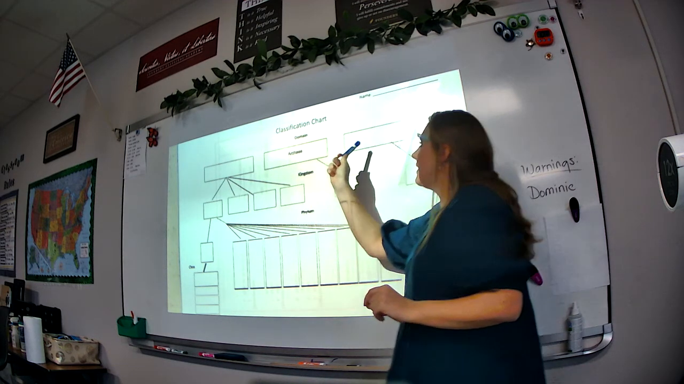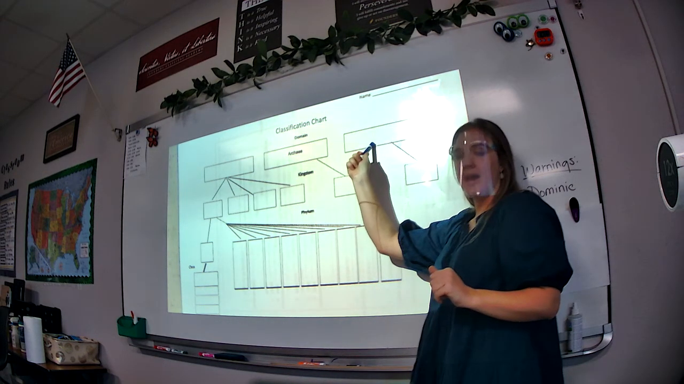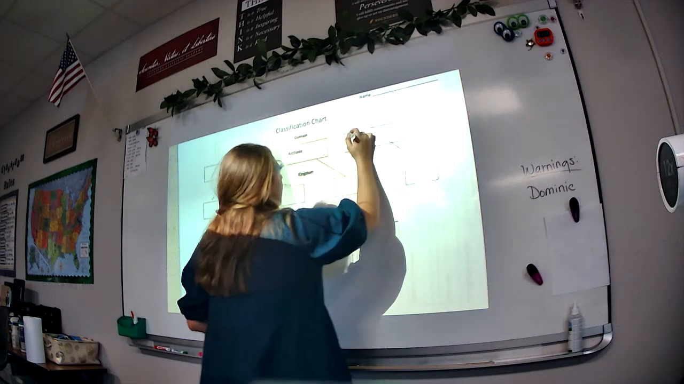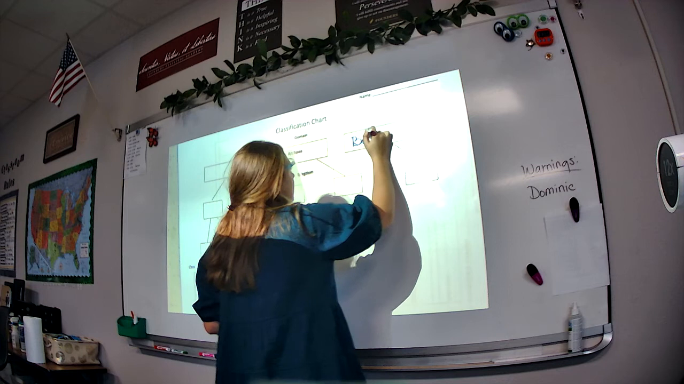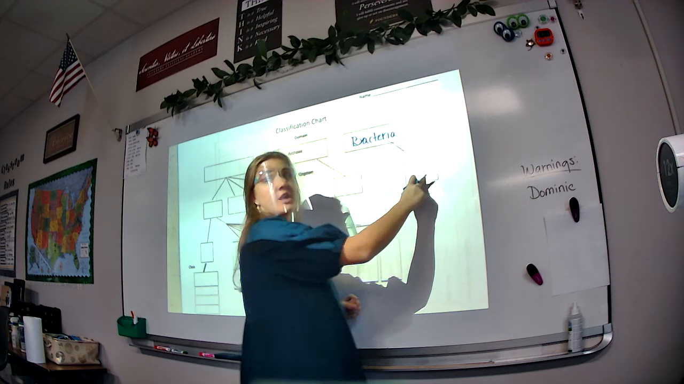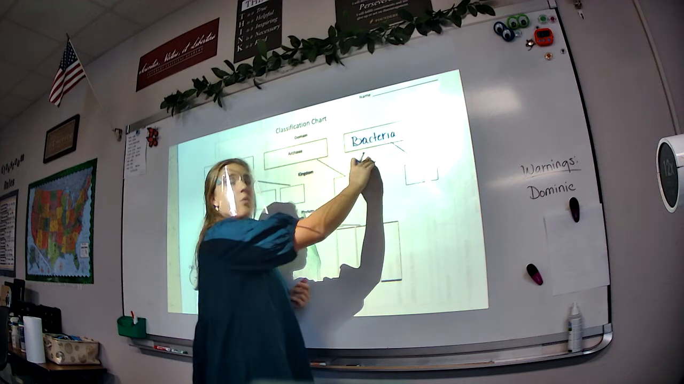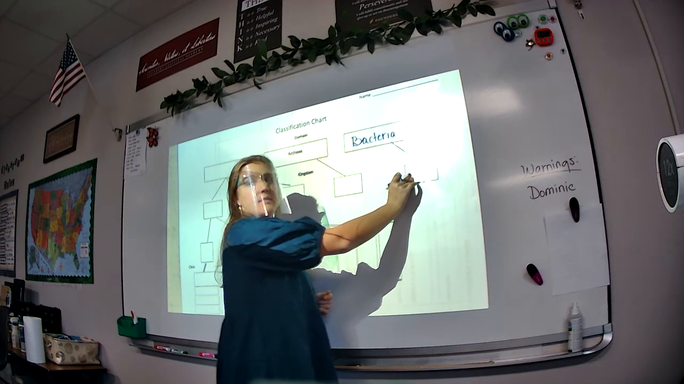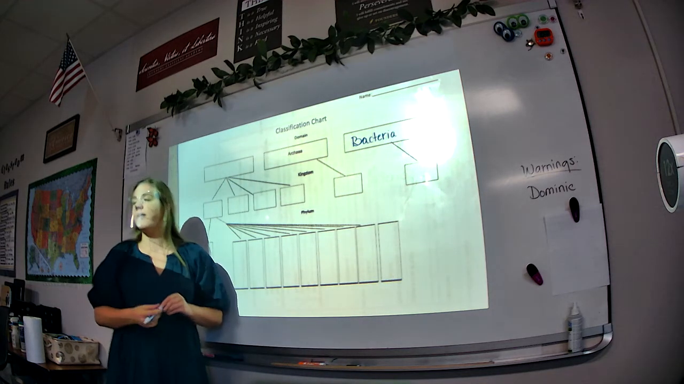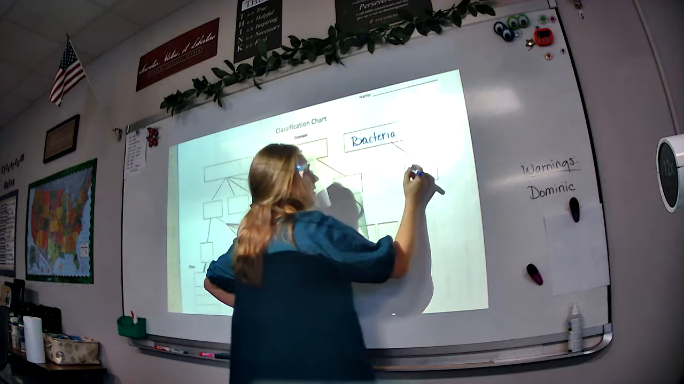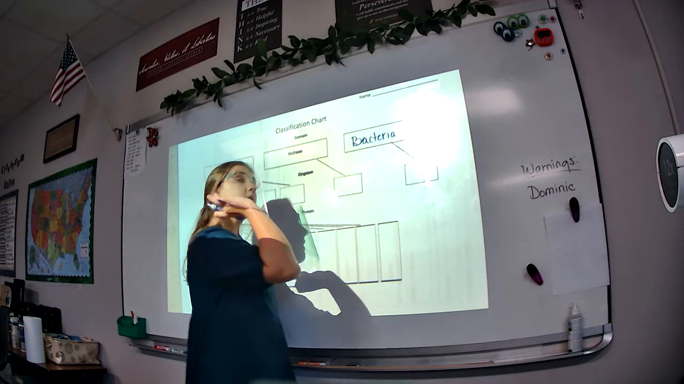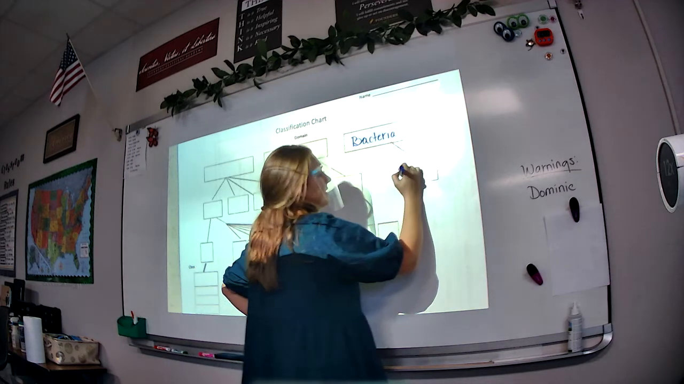Which domain do you think should go here? Patty? Bacteria. Patty, why bacteria and not eukarya? Very good, because this domain has to be one of the ones that only has one kingdom beneath it. Very good. What is the kingdom that goes underneath domain bacteria? Bella? Oh, wait, sorry. The kingdom. Yes, eubacteria.